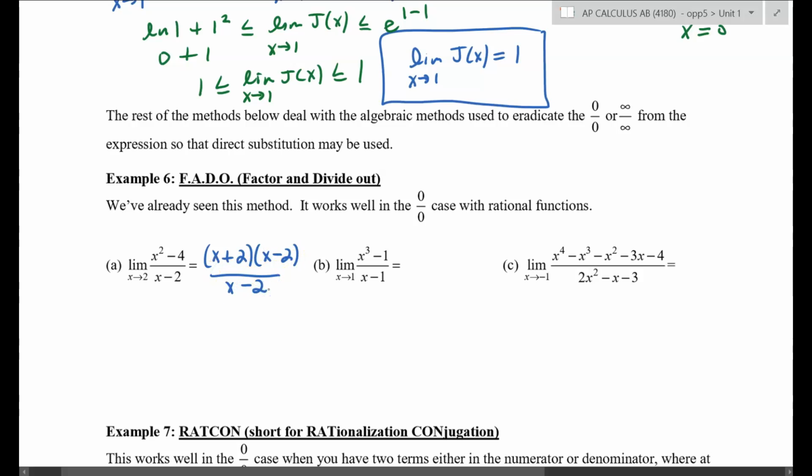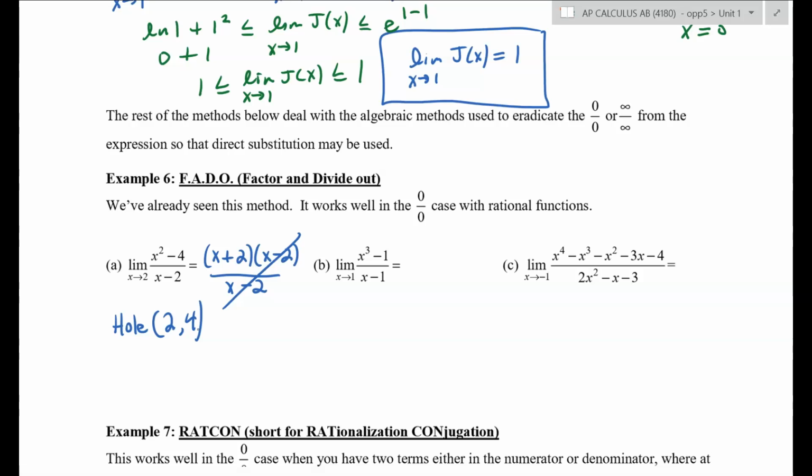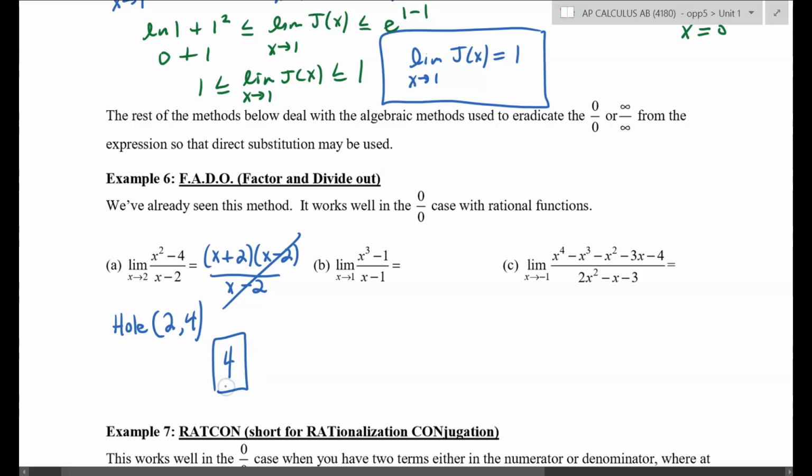All right, it factors. It reduces. What does that mean? Hole at 2 comma what? 2 comma 4, right? 2 comma 4. So if there's a hole in my graph at 2 comma 4, that means that the limit as this graph approaches 2 is what? It's 4. It's the location of the hole.